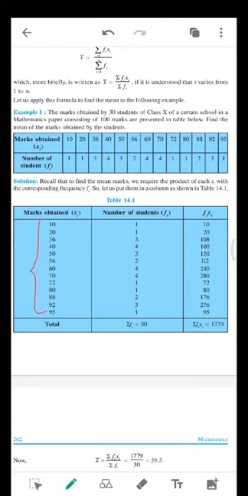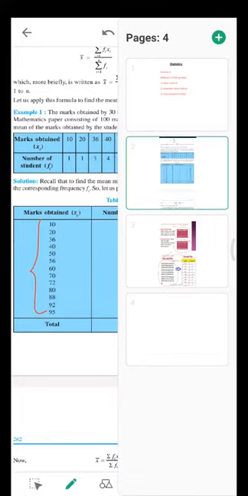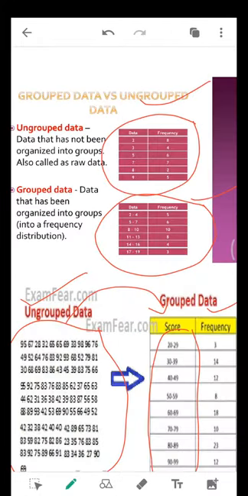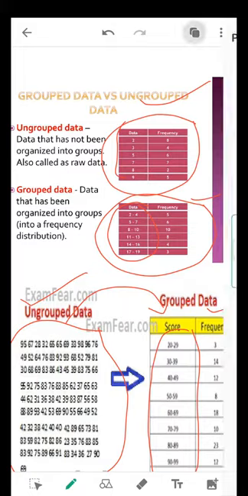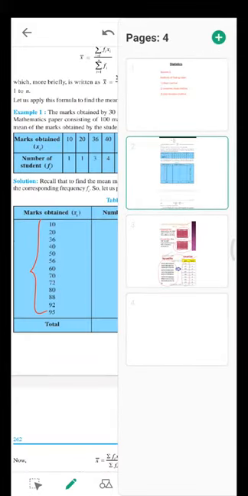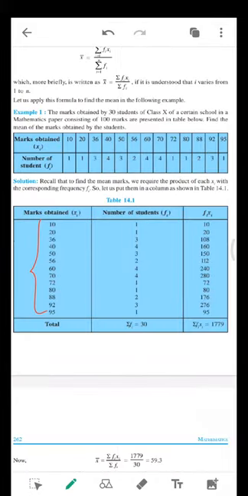So what do you say? Is it grouped or ungrouped? Yes, this is ungrouped still, because we are not making classes here. If the data is arranged in the form of classes, it is called grouped. So this is still ungrouped because they are individual marks. So now we will also see how to find the mean of the grouped data. But first we'll see an example.